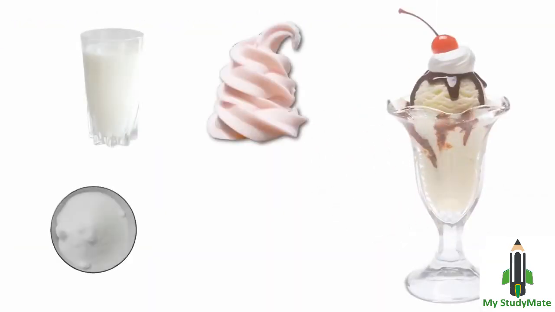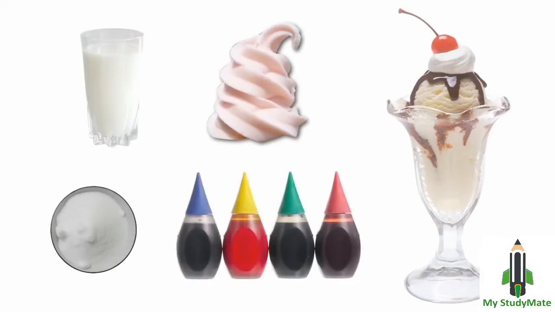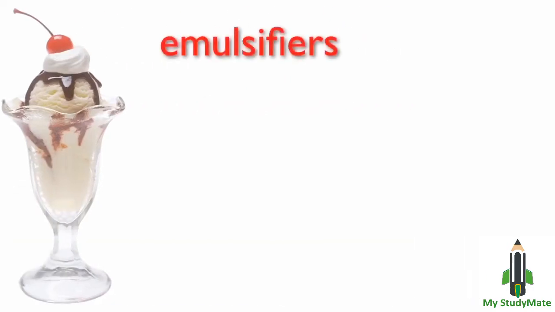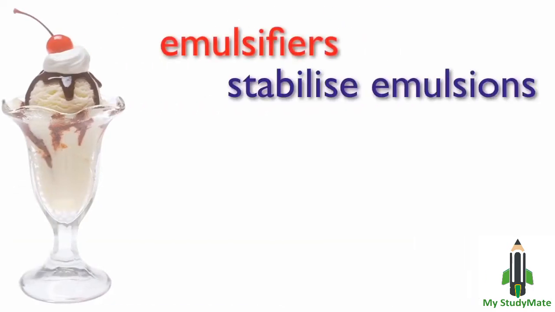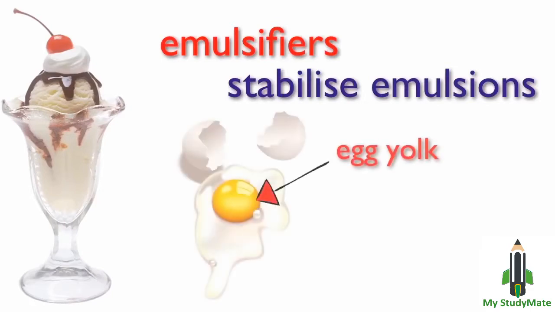The world's most popular emulsion is without a doubt ice cream. The main ingredients are milk or cream and sugar, along with flavoring and coloring components. So, what prevents an emulsion such as ice cream from separating? Substances known as emulsifiers are added to stabilize emulsions.